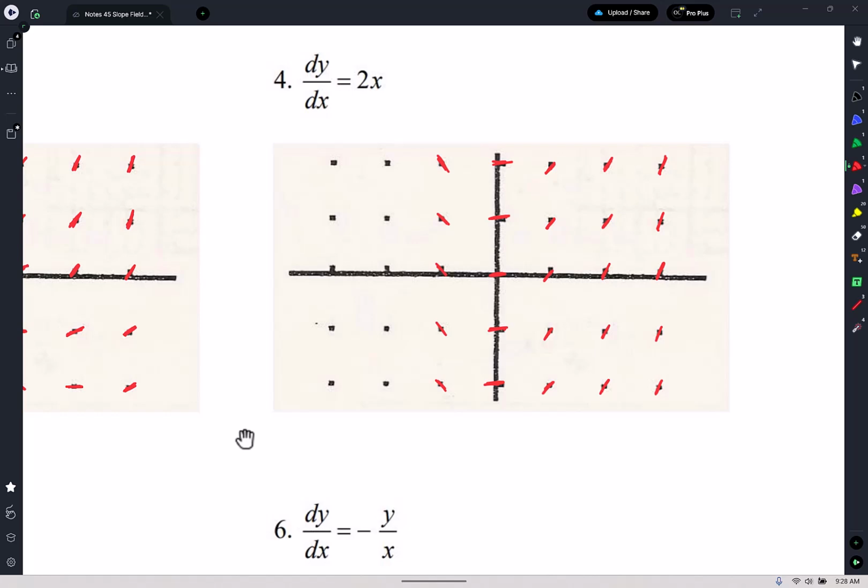At x equals -2, make slopes of -4. Just make it steeper, but in the negative direction. At x equals -3, make it steeper in the negative direction than the previous one. And there it is.